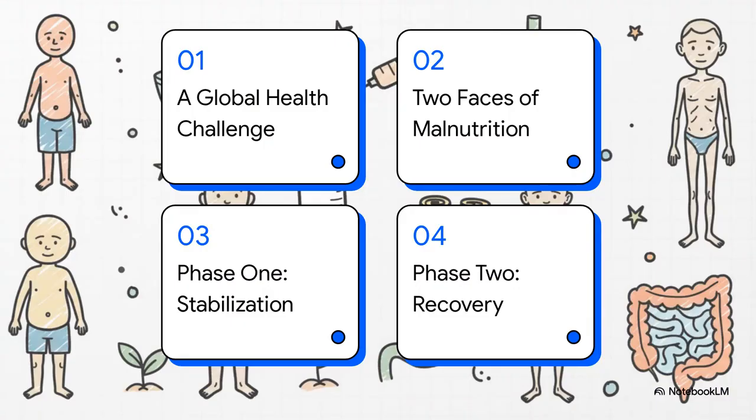So here's our game plan. First up, we'll define the problem and get a sense of its scale. Then we'll get into the really fascinating part, the two distinct phases of severe malnutrition. And finally, we'll walk through the two critical phases of treatment. First, stabilization, and then the road to recovery.